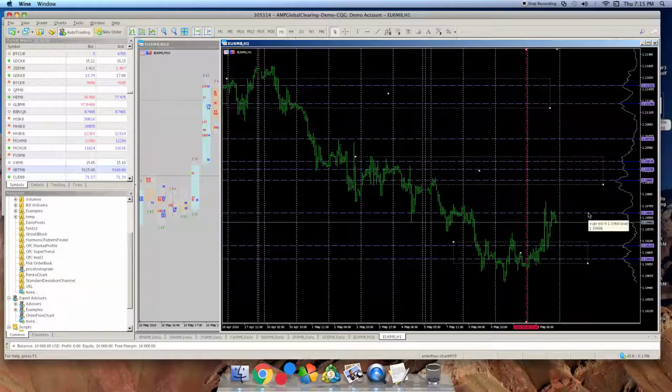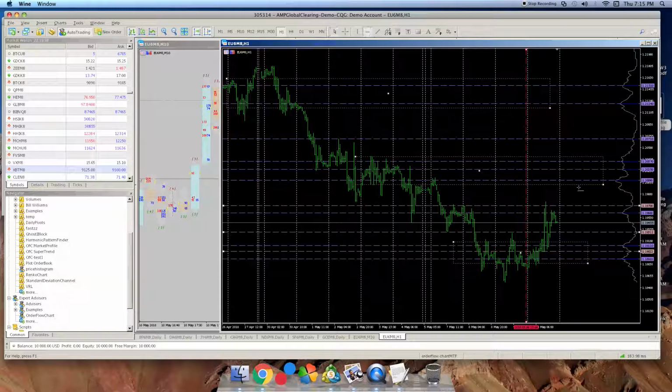Okay, in this case high volume node. Also you can mark the values. For example, this one is considered to be a low volume node. And for example, we can take this one as well as a low volume node, and eventually this area as low volume nodes. Those are the locations, those are the levels that we are willing to take a trade.